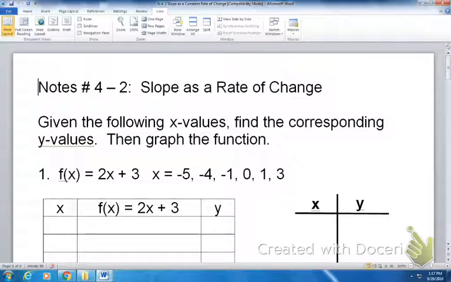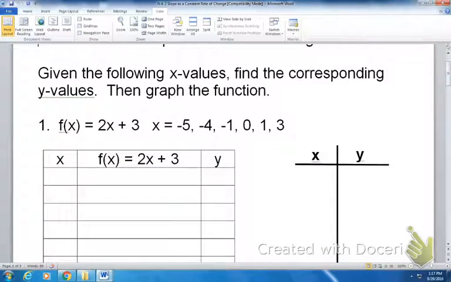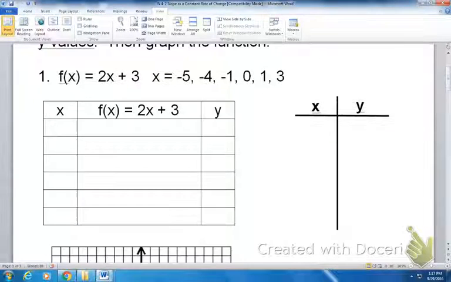All right, guys, so today we're starting 4.2, which is slope as a rate of change. And we kind of worked on this yesterday. It says, given the following x values, find the corresponding y values, then we're going to graph the function. So we're actually going to be graphing today, guys. On number one, it's telling us f of x equals 2x plus 3.